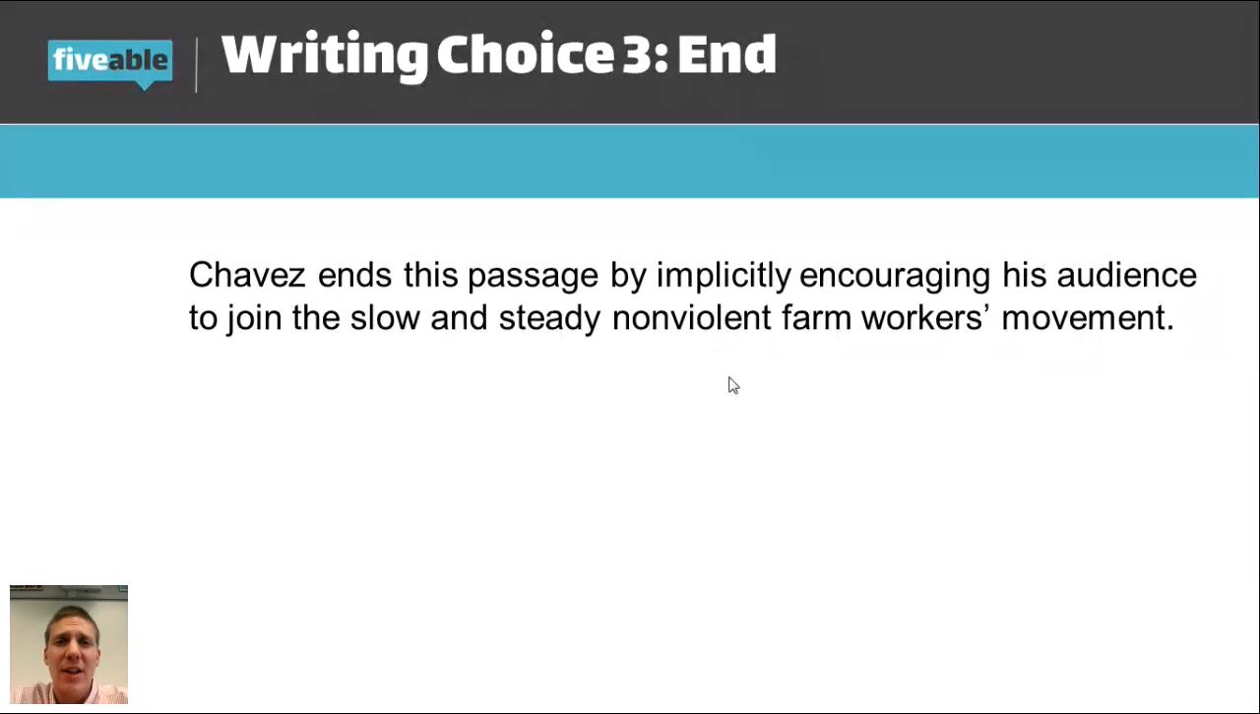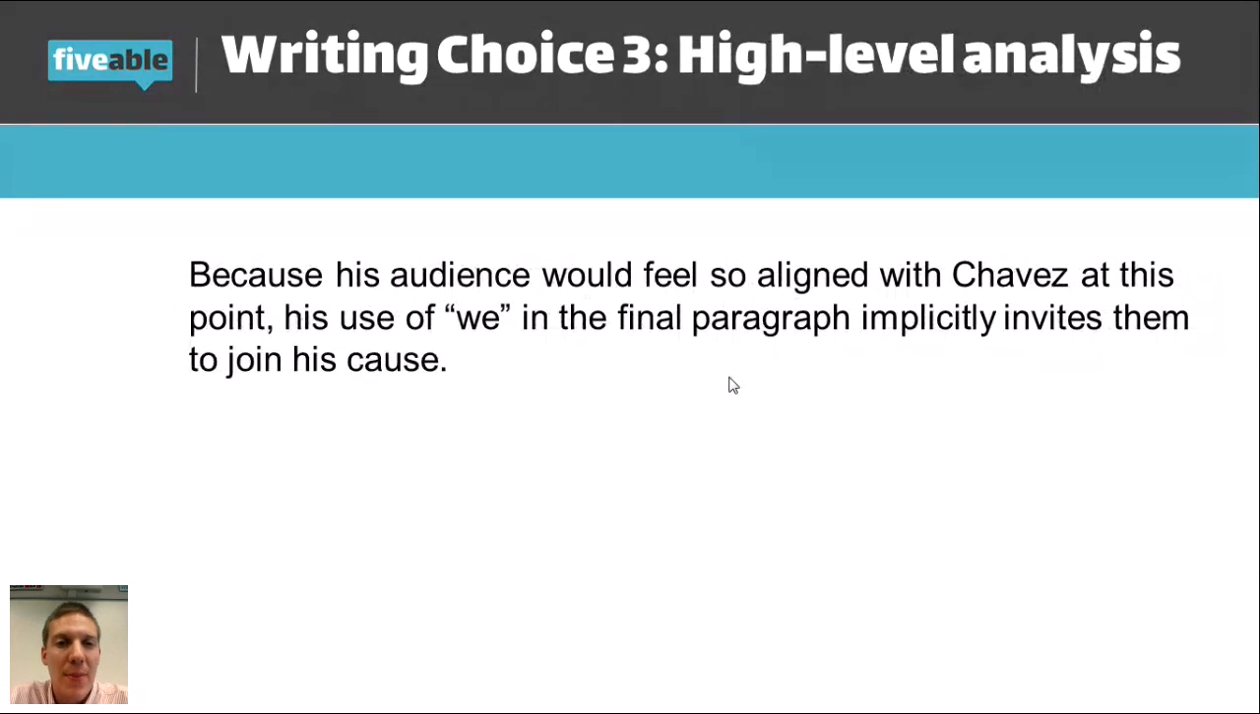Let's read the topic sentence again. Let's look at some high-level analysis here. Chavez ends this passage by implicitly encouraging his audience to join the slow and steady nonviolent farm workers movement. Here's a sentence that would be in that paragraph. Because his audience would feel so aligned with Chavez at this point, so that's building off of sections 1 and 2, where he did focus on alignment, his use of we in the final paragraph implicitly invites them to join his cause.